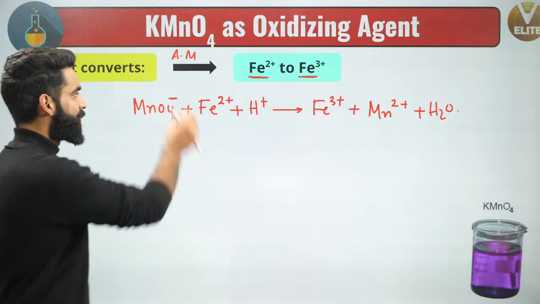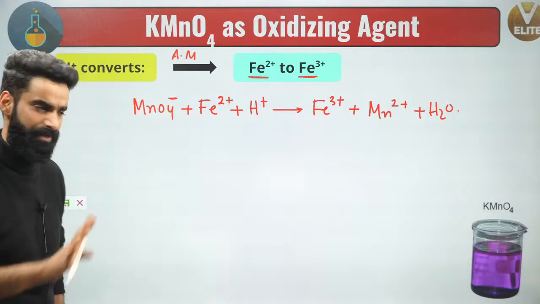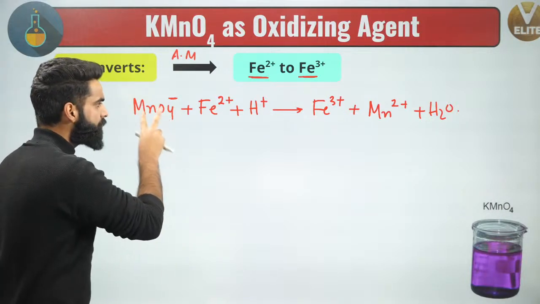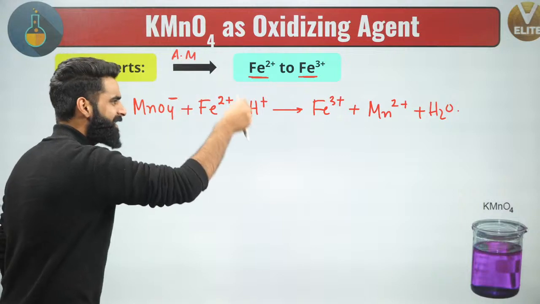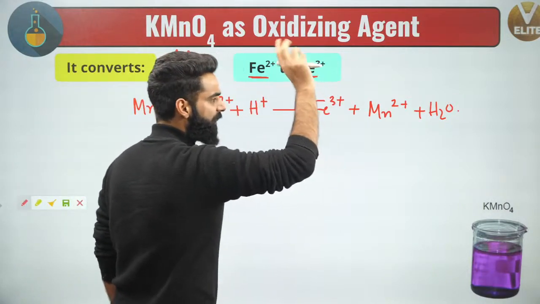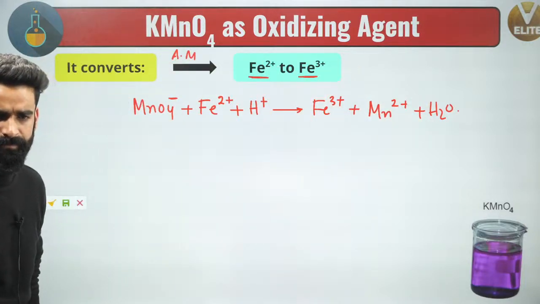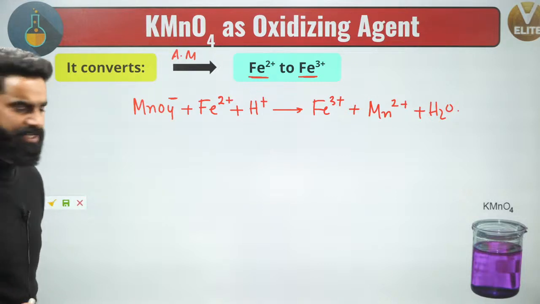Just remember one thing: your MnO4 negative converts Fe dipositive to Fe tripositive. In which medium? In acidic medium. That's what I wrote over here. MnO4 negative converts Fe dipositive in acidic medium to Fe tripositive, and itself gets converted to Mn dipositive. With this I'll be writing some water as well. Now people understand.